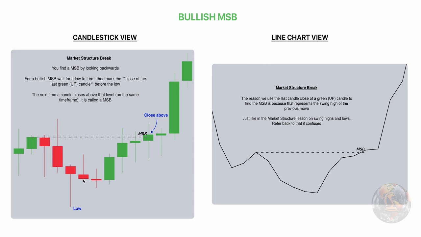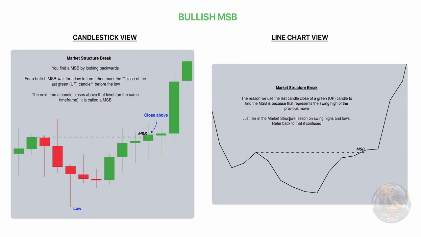At that point, you look back: where was the last green candle, the last up candle, before this low? And you mark your line across the candle close. Hence why doing it on a line chart gets you the exact level. The market structure break itself is the next time a candle closes above that level, on the same time frame, of course, and you have a confirmed market structure break.